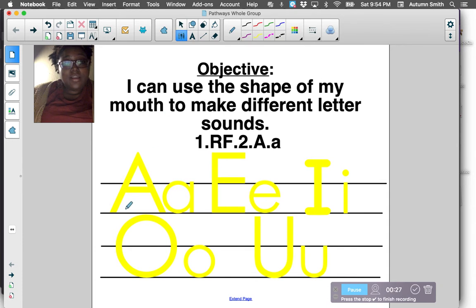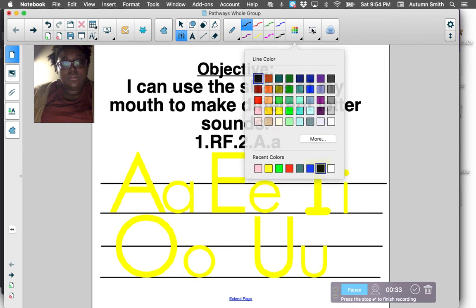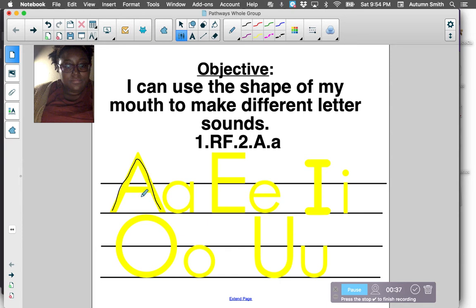The vowels are A, E, I, O, U. I can write the vowels for you. I write capital A and write beside it lowercase a, half the size. The capital A is tall, tall, tall. The lowercase a is small, small, small.